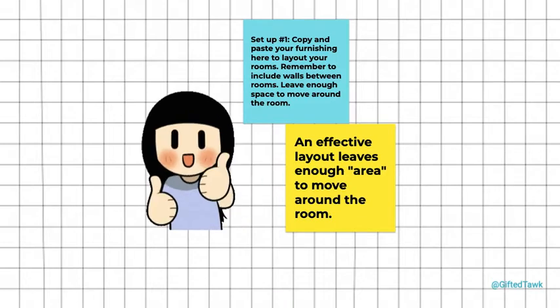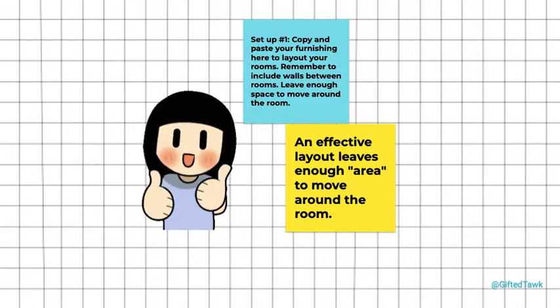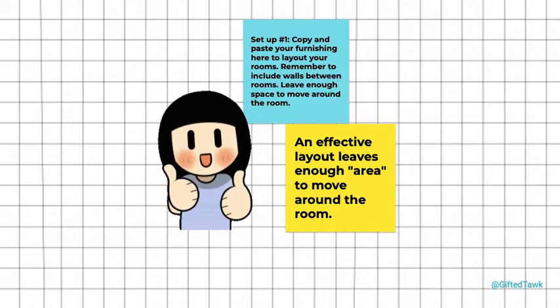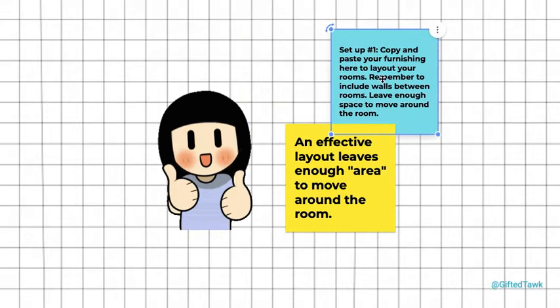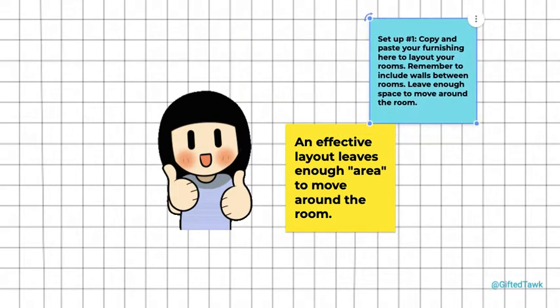So you are going to have 2 layouts. Here's where your primary layout will be for all of your furnishings. So you're going to copy and paste your furnishings here to lay out your room. Remember to include walls between rooms and leave enough space to move around the room. An effective layout leaves enough area to move around the room.